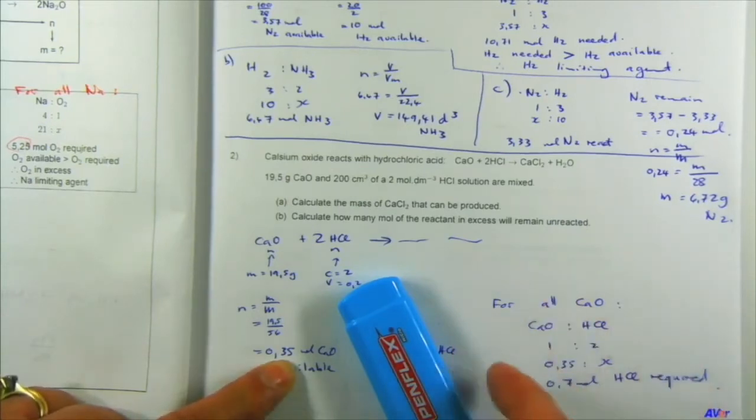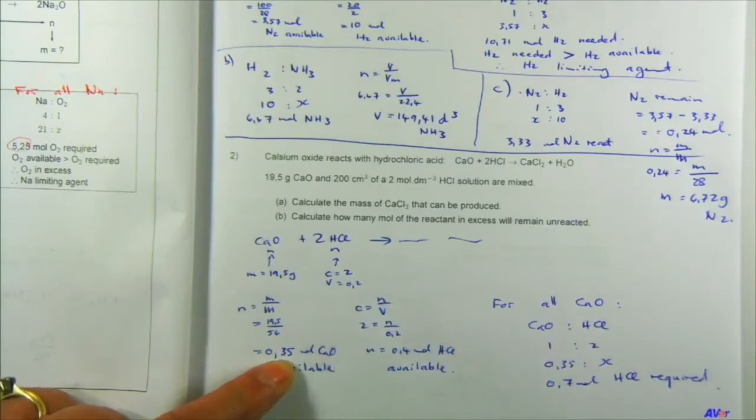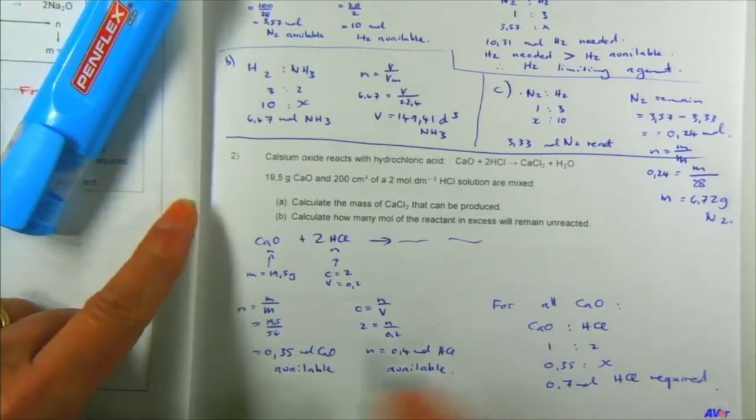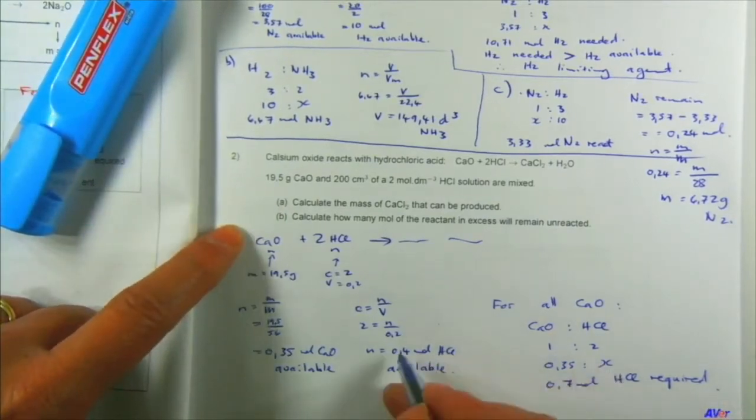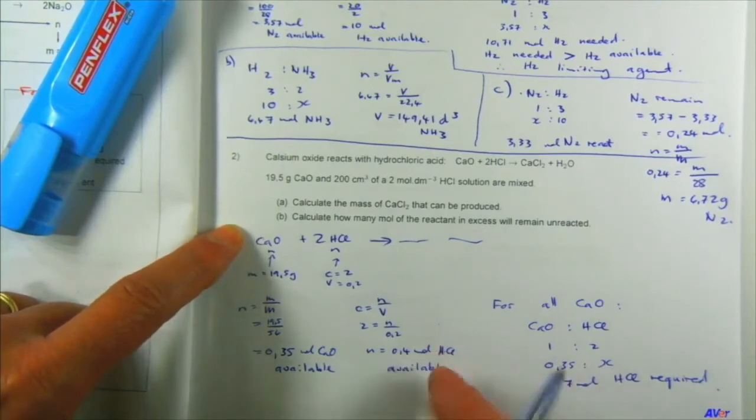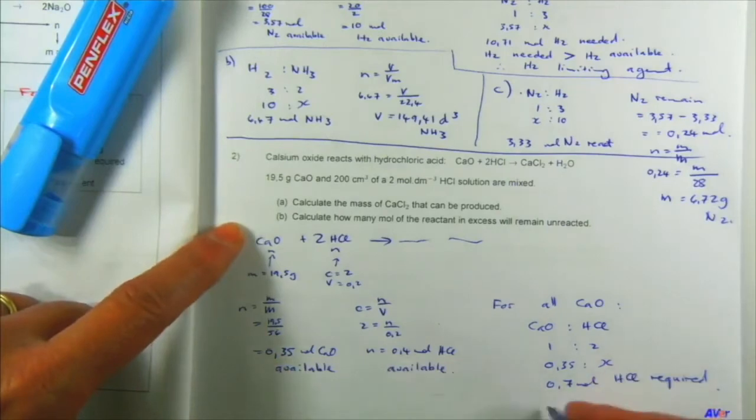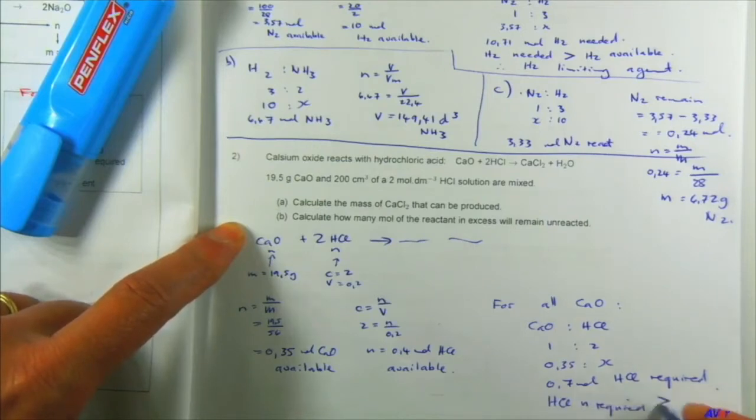And now I go and see, what do I have available? I have 0.4 and I actually need 0.7. So what does that tell me? I need more than what is available, right? So it will be used up before all the calcium oxide. So the amount of HCl that is required is more than the amount that is available. And therefore the HCl is my limiting agent.